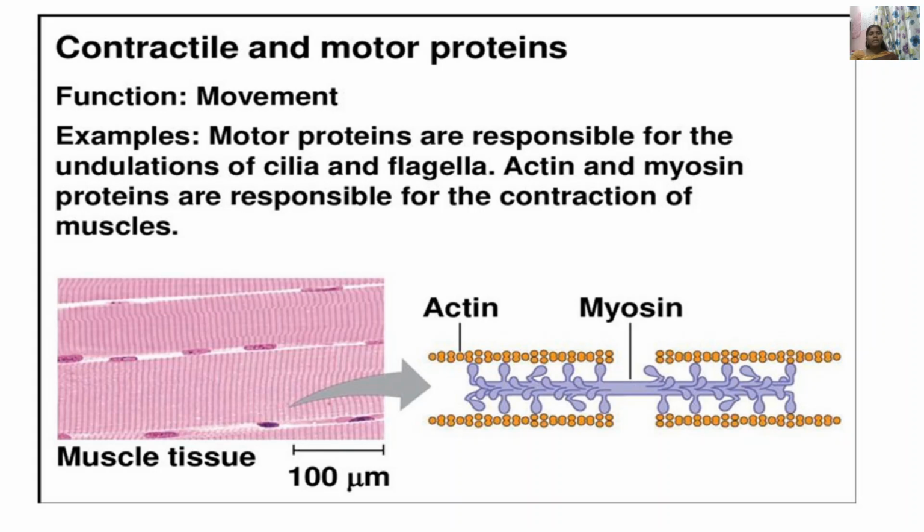Contractile and motor proteins have the function of movement. For example, motor proteins are responsible for undulations of cilia and flagella. Actin and myosin proteins are responsible for contraction of muscles. This is a picture of muscle contraction, where the actin and myosin fibers slide over each other during the process of contraction.